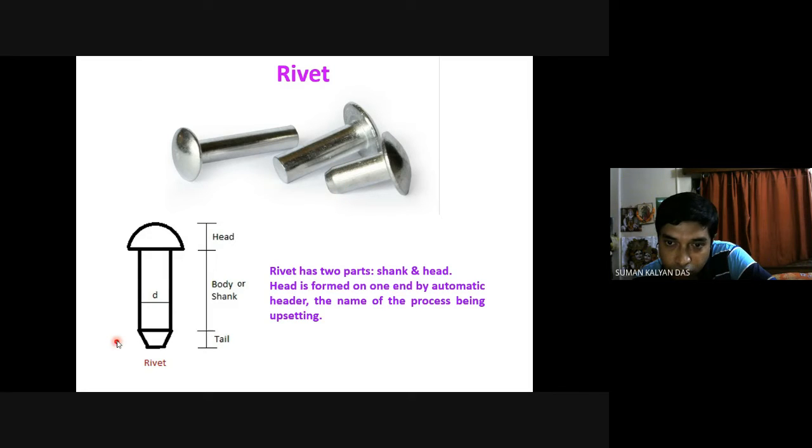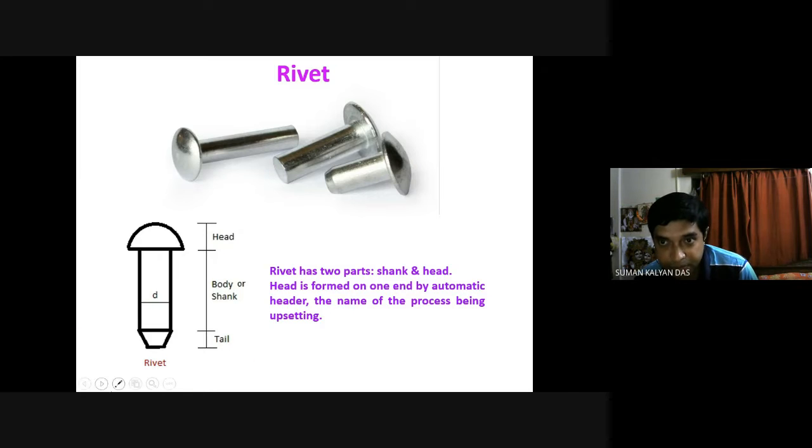After that, it converges to a smaller diameter. So the part where the diameter is constant is referred to as the body or the shank. And finally, the part that is tapered is known as the tail. So this is a typical example of a rivet.